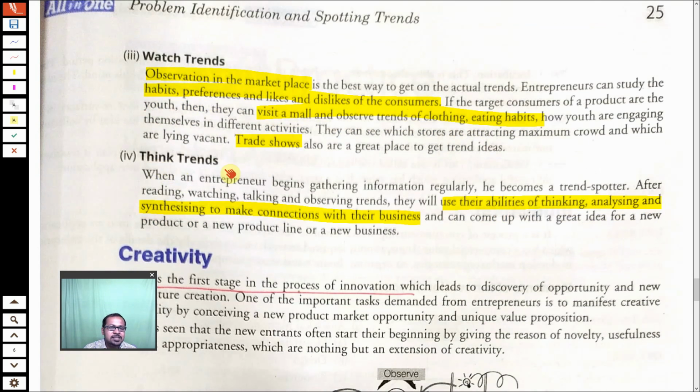The last one is think trends. Now Dhirubhai Ambani was a master in this, Mukesh Ambani is also a master in this. So think trends. So Mukesh Ambani thought that this century is going to belong to data.